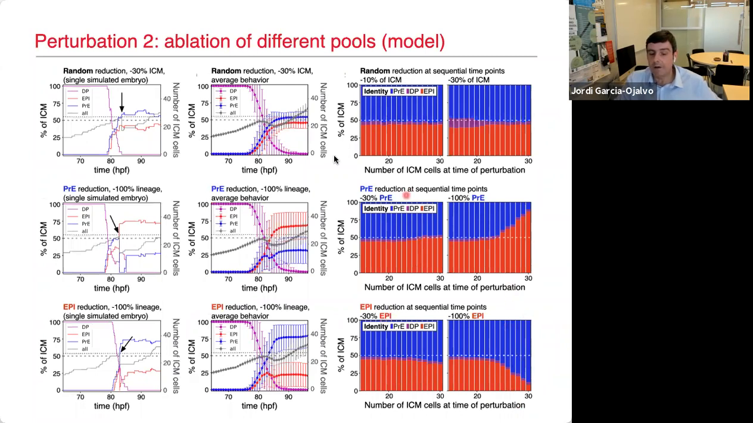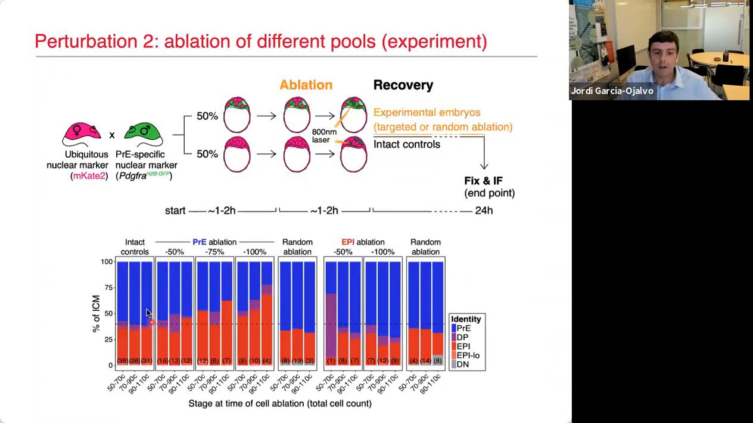This is the experiment, the numerical prediction. Let me show you now the experimental results, okay? And again, this is a very complicated picture in which we tested many different perturbations. Let me focus on only two, okay? The rest we can take a look at later if you are interested. This is what happens when we eliminate 100% of the blue cells or 100% of the epiblast cells at different stages, okay? This is early and then later and later and later. And as you can see, if we eliminate all the blue cells early, the system is able to recover and we get more or less to the 50-50 split.